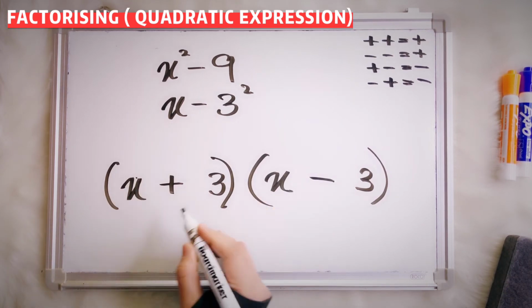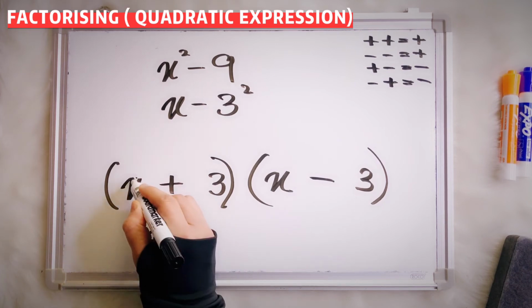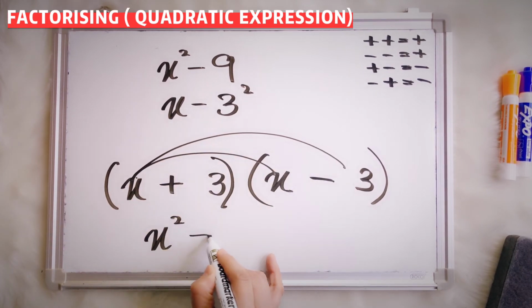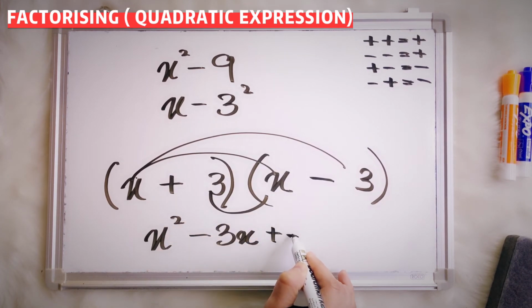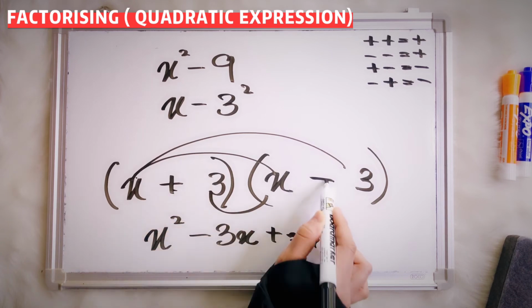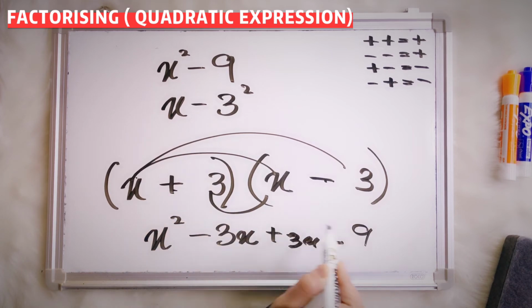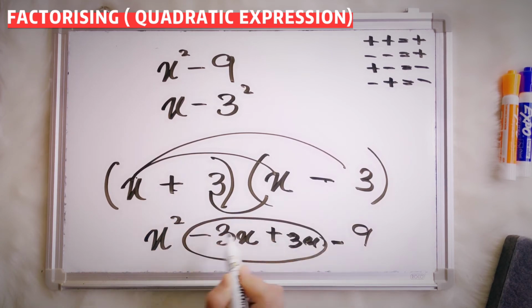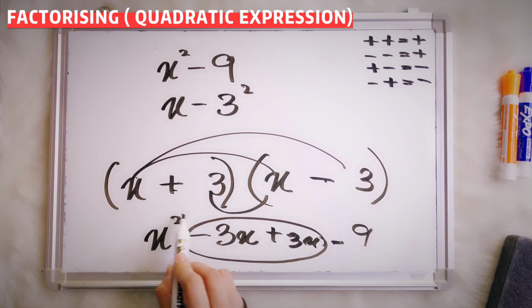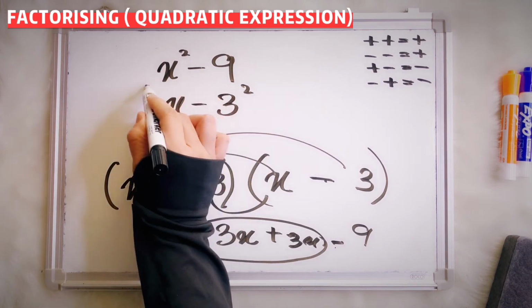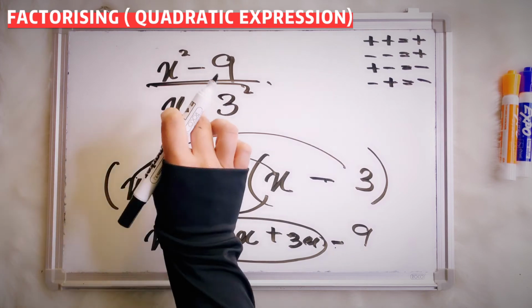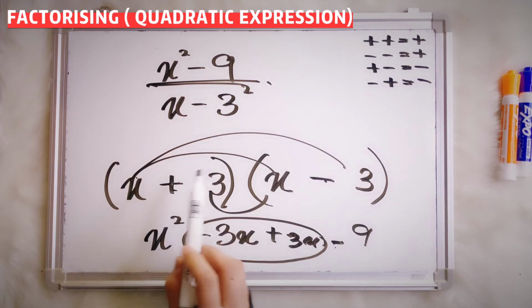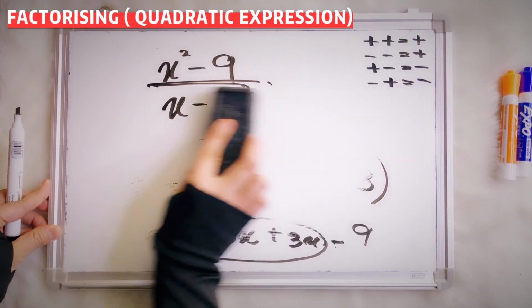So x and x, you will have x squared, right? So x and 3, you have negative 3x, plus 3x, and plus times minus, you will have negative 9. So in the middle, see? Negative 3x plus 3x, that means 0. So you will have x squared minus 9. See? So it's correct. Remember the signs for these kinds of questions, you have to put 1 plus, 1 minus. Okay, let's try one more.